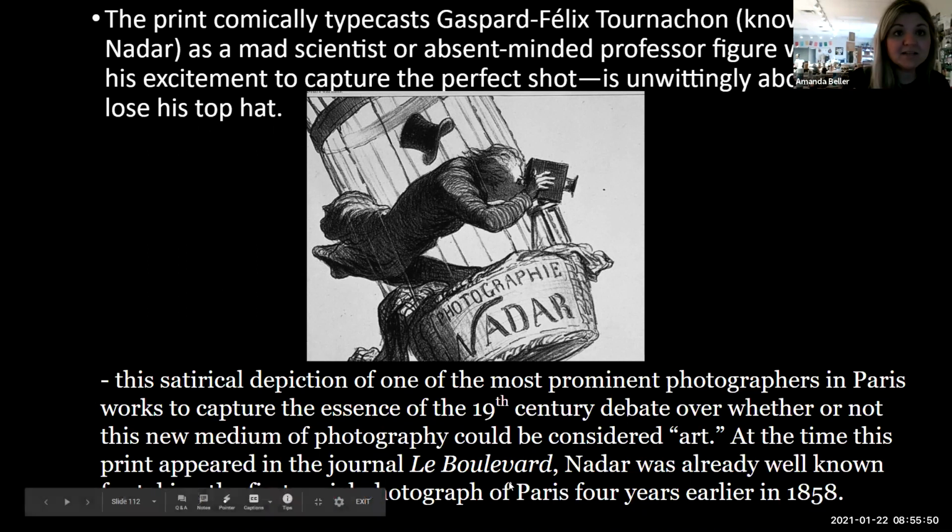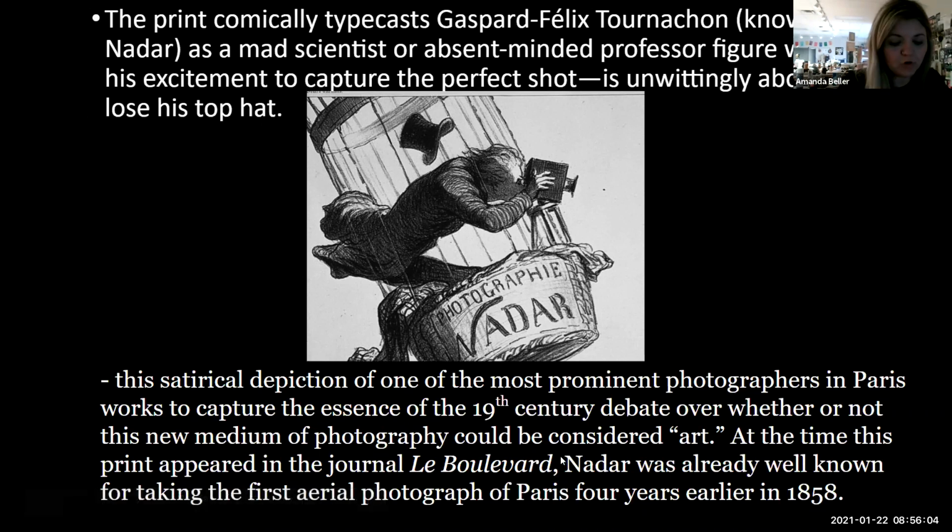This piece, this print that he made, the lithograph that Daumier made about Nadar, was first shown in the newspaper Le Boulevard, which was in Paris at this time. So local paper, local print. So the audience would basically be all of Paris.